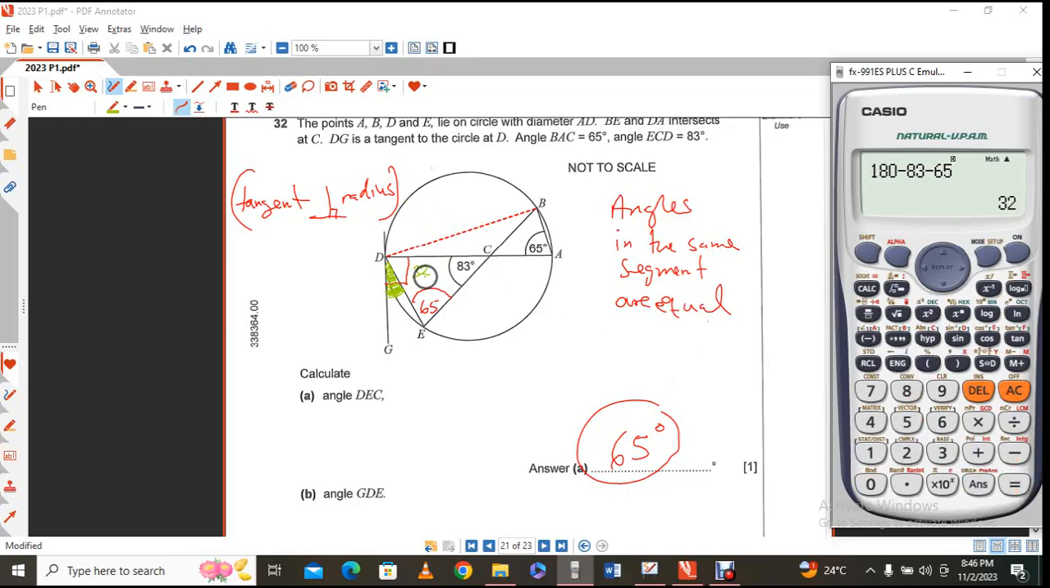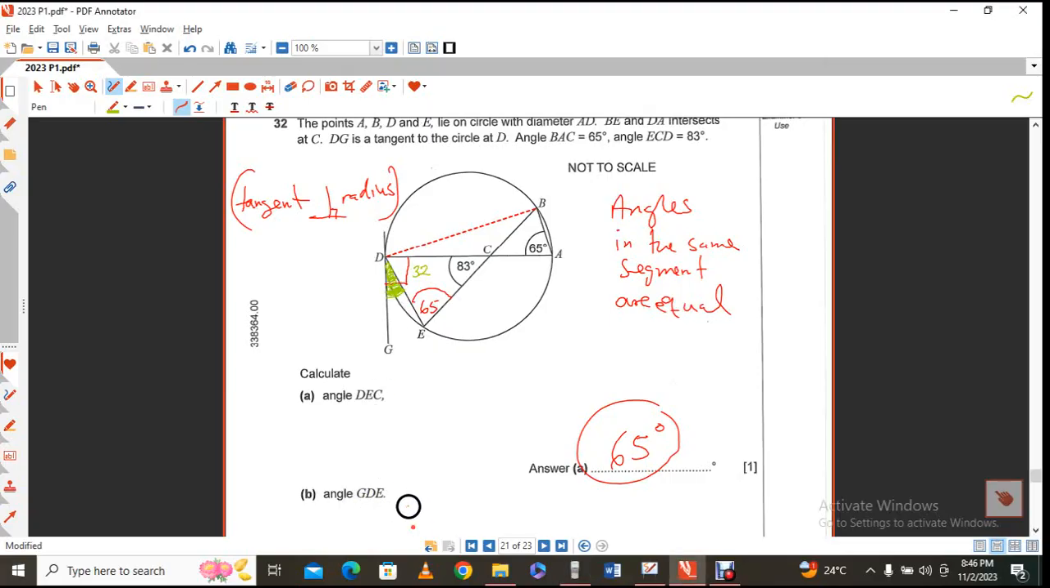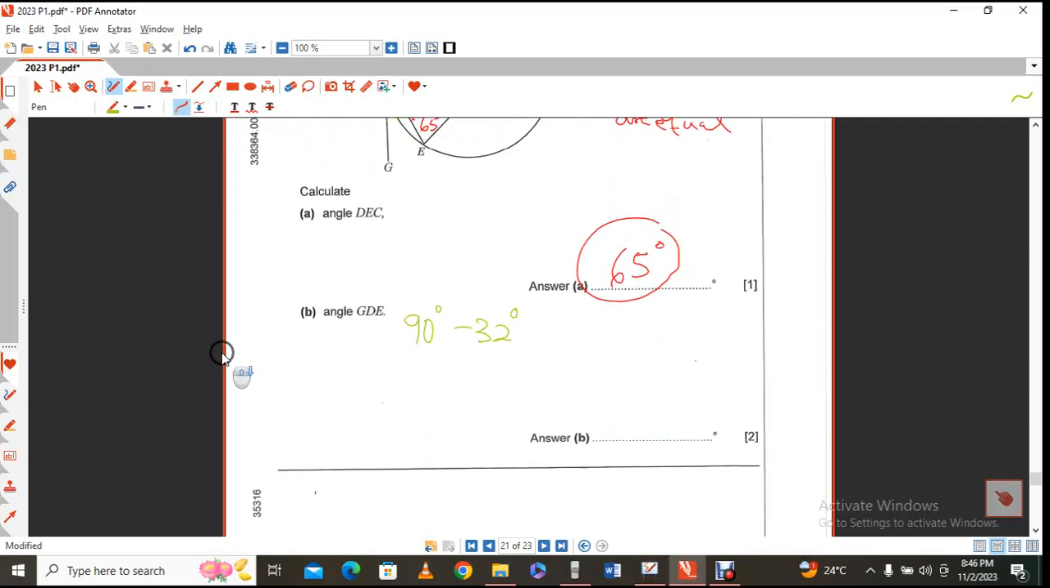So if that is the case, then what this little angle in green should be is 90 degrees minus 32 to find that little angle over there. And if you do so, you realize that this angle is nothing but 58 degrees.